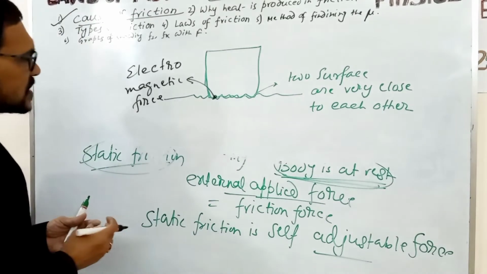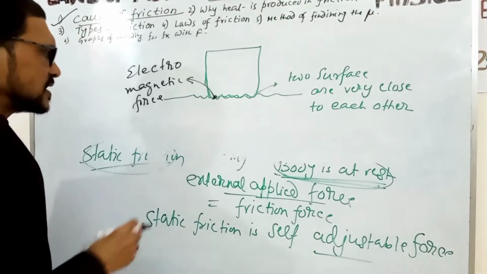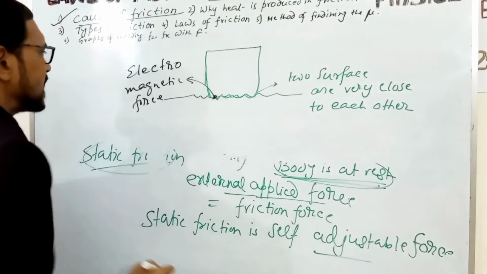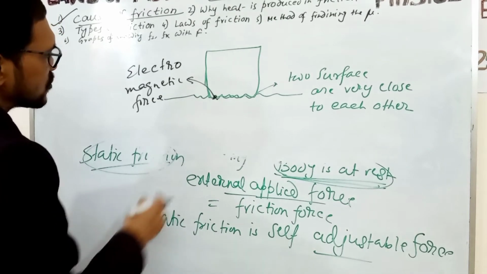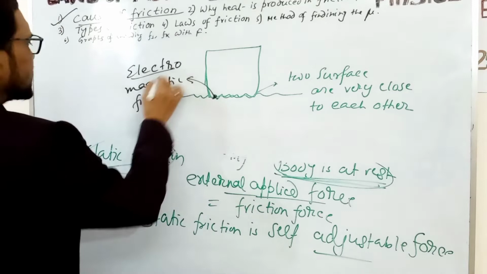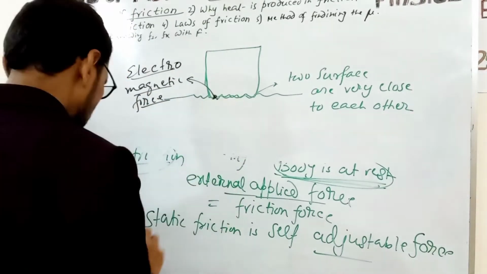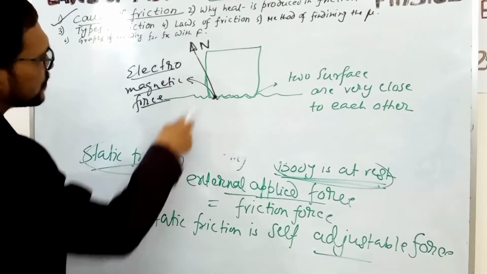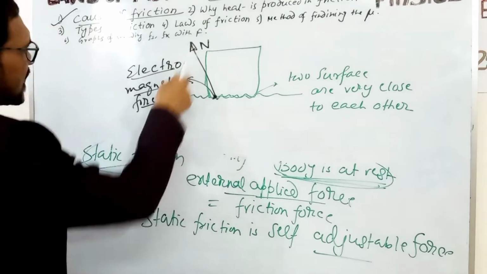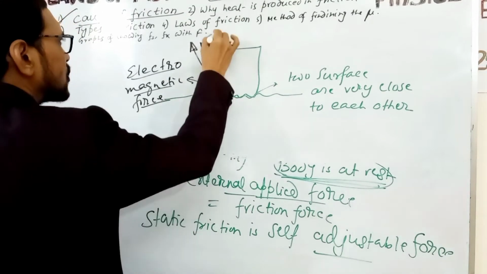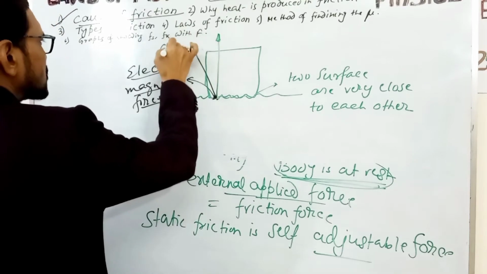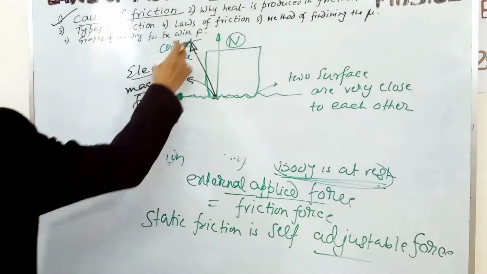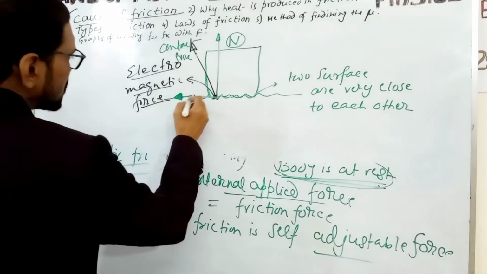We know that every particle is more or less charged. Electric force acts between two molecules, and some magnetic force also acts between two molecules. So electromagnetic force causes the contact force. Now this contact force may not be perpendicular to the surface. It is inclined. The vertical component of the contact force gives the normal reaction. The component of the contact force which acts parallel to the surface produces the friction force.